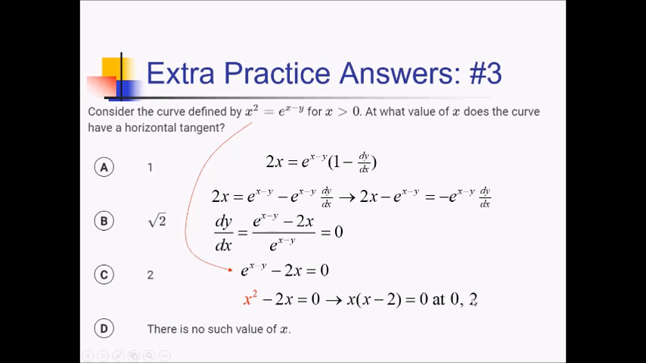And if we plug 2 back in, let's see here. Does that work out? So we have 4 equals, this would be e to the 2 minus something. There's some y value that's going to make that work out. It's not going to come out undefined. So we're good to go here. So that's going to be choice C.